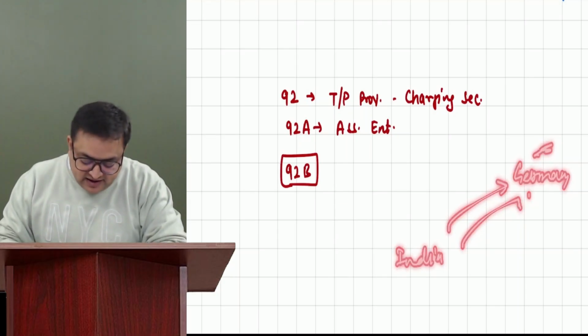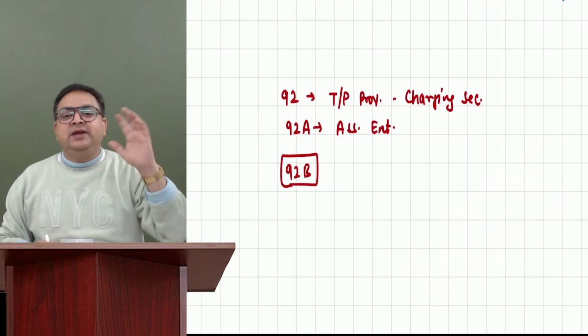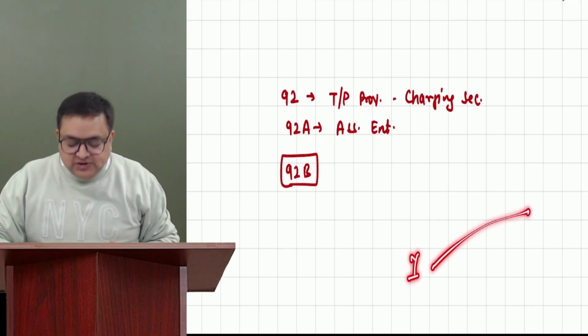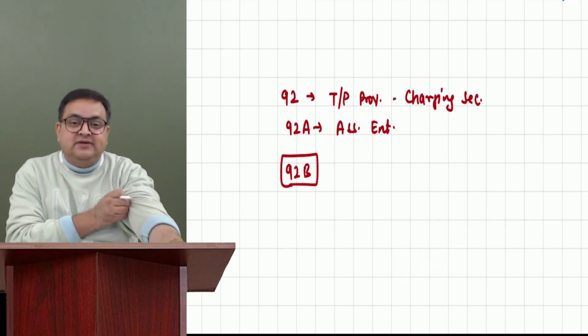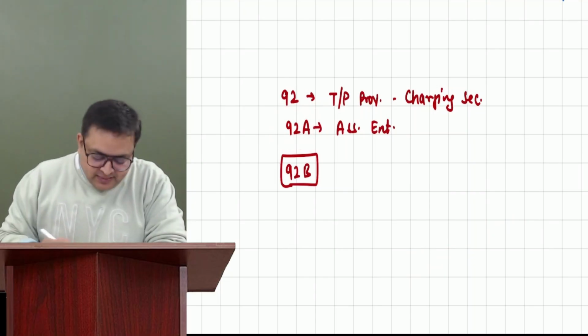So what is an international transaction? Is it an international transaction? A layman will say India and Germany, international. No, please understand that India and Germany, it should be associated enterprises. Now, what is an associated enterprise? That is written in section 92A.